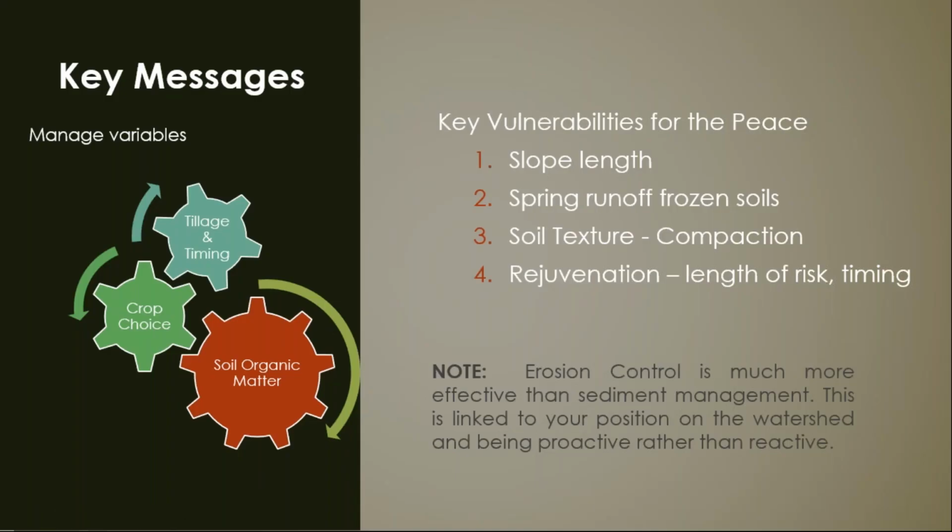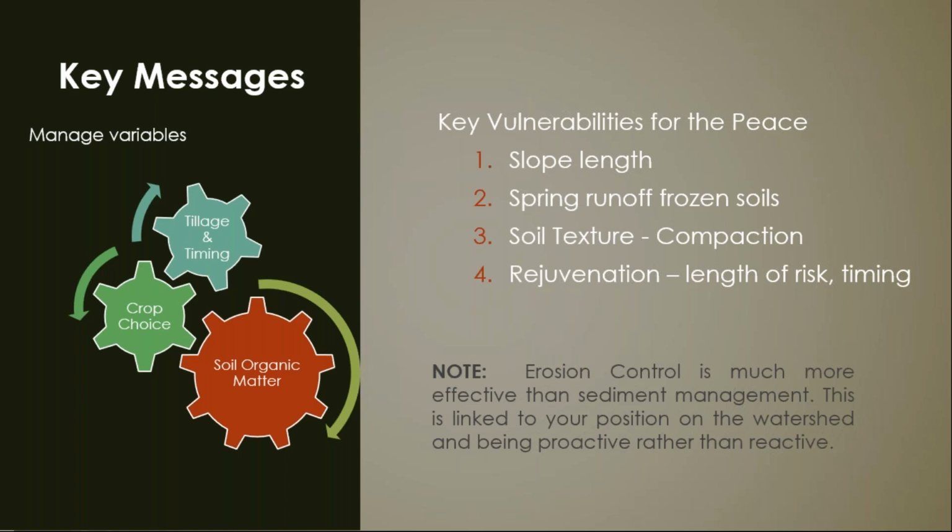So key messages from this whole concept of managing runoff and erosion is just looking at soil organic matter as one of the key cogs in the wheel of protecting from soil erosion. Crop choice, tillage, and timing are all tied together. Even if you have one really figured out, if you are over tilling or leaving lots of bare ground, you're going to have lots of vulnerabilities to the erosion risk factors.